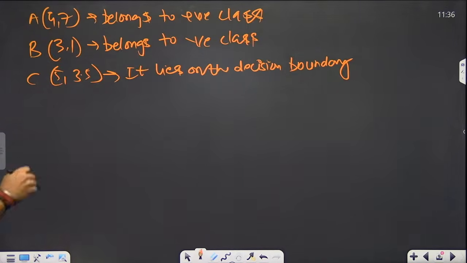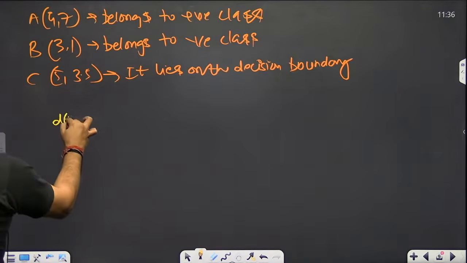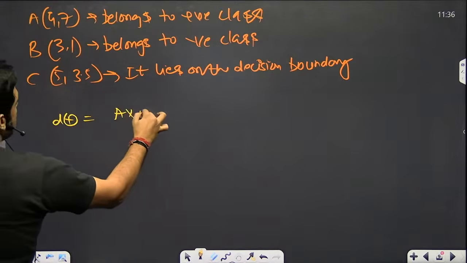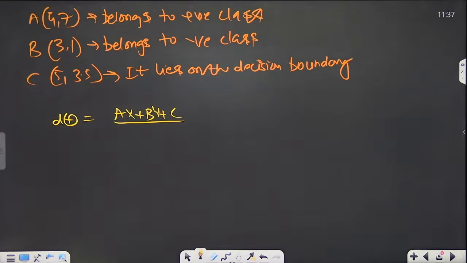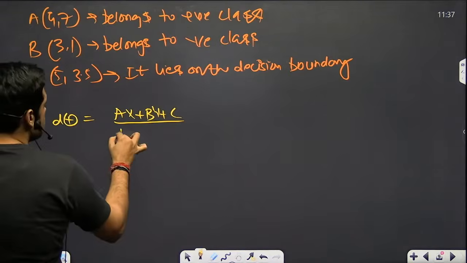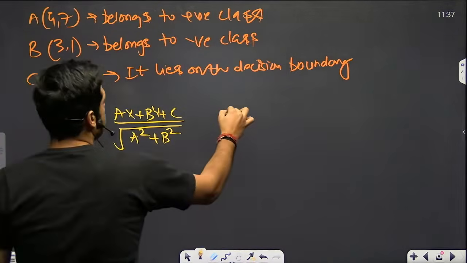So how to calculate the d plus value? I'll just write the formula. So that is ax plus by plus c upon under root of a square plus b square. This is how d plus can be calculated.